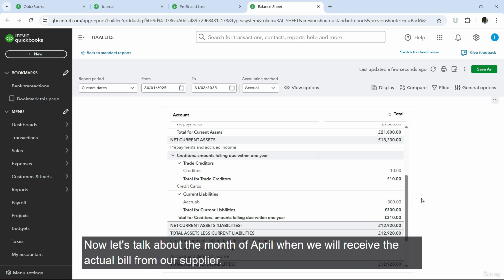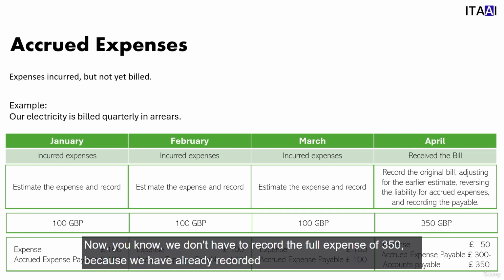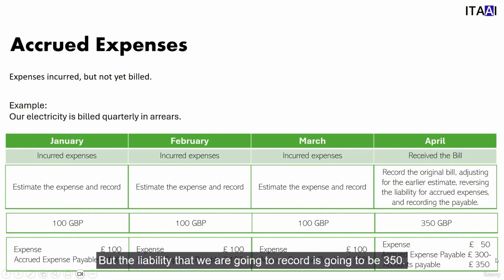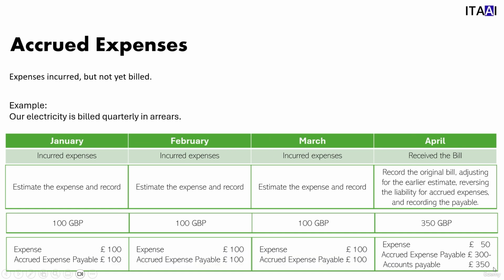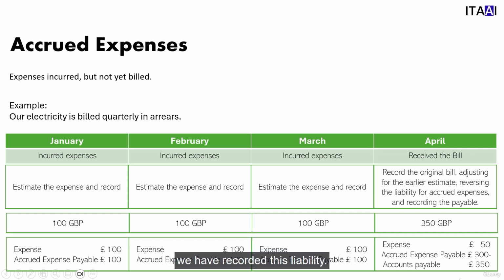Now let's talk about the month of April when we will receive the actual bill from our supplier. The bill we received in this case is £350. We don't have to record the full expense of 350 because we have already recorded the expense of 300 in these months. So we just got to record the additional expense of 50, but the liability that we are going to record is going to be 350, and in the meanwhile this accrued expense liability that we have recorded will no more be needed because we have recorded this liability. So we will be reversing that.